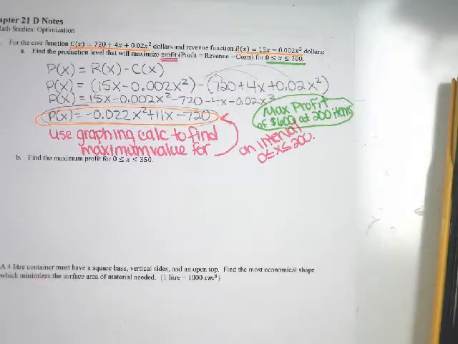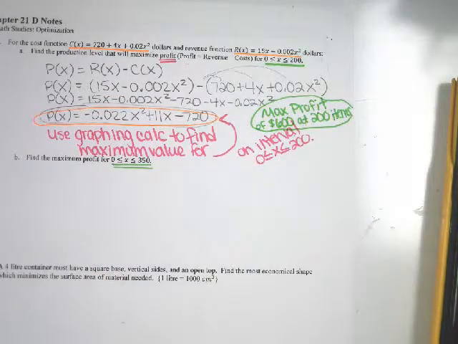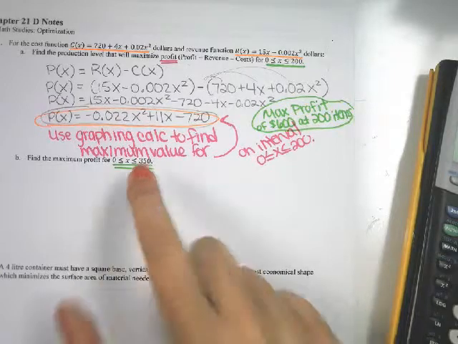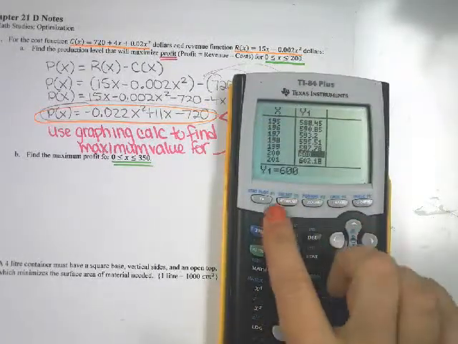Now for part B, the thing that changes is they change our interval. So find the maximum profit between 0 and 350. So maybe we've upgraded our software. We've gotten more people to work for us. Something has changed where now we can produce up to 350 items in a day. And so something different happens on this interval.